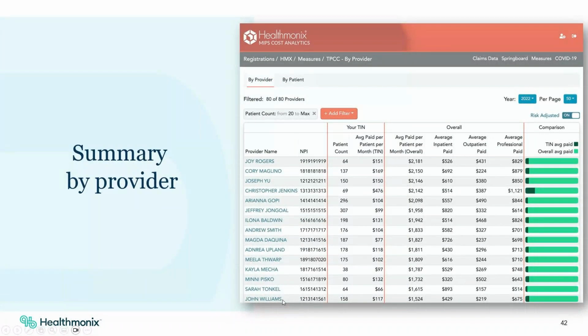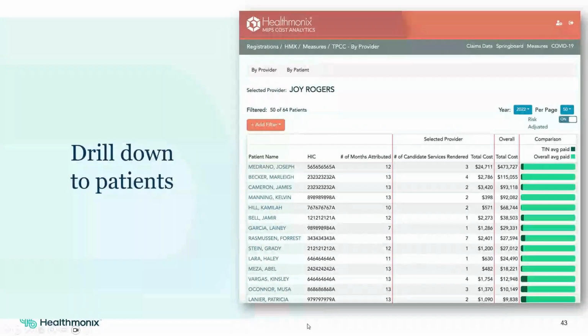So here's our TPCC measure as an example. You can see all the providers for this practice. You can sort these by how many patients they've seen or their average costs. So this is going to give you a lot of the most direct insight into where each one of these providers falls in terms of the benchmarks and how each of their costs are being divided. So from this page, you'd be able to see high and low cost. And then we'll move on to the patients.